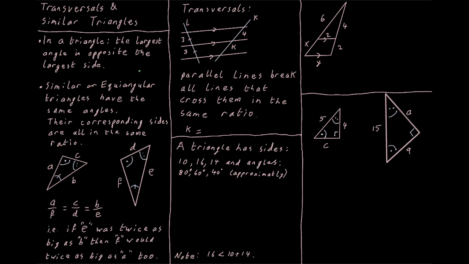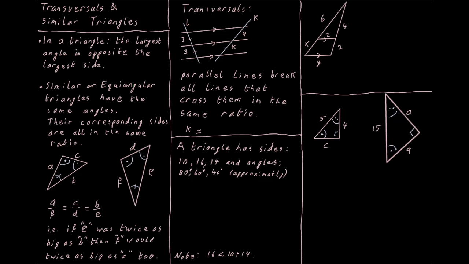Hello. Now we are going to look at transversals and similar triangles. And we're going to start with just some facts about triangles. In any triangle, the largest angle must be opposite the largest side. And as a continuation of this, the smallest angle would be opposite the smallest side. And we'll look at that in practice in a minute.